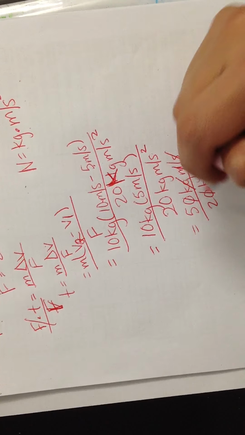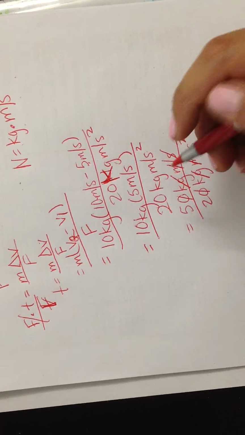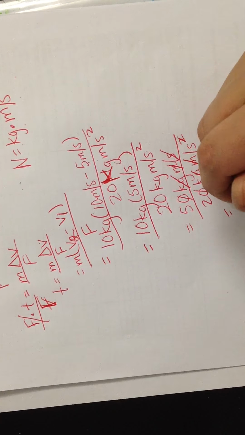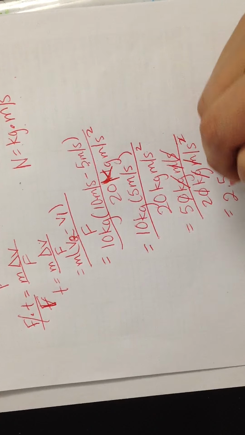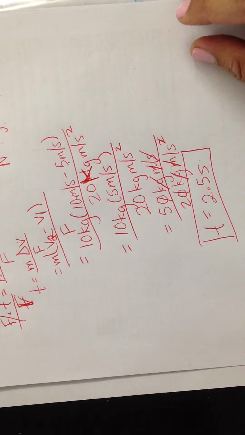And then all I have to do is divide 20 into 50, and I canceled out the zeros because it's basically dividing by 10. So 2 into 5 is 2.5. So your time is going to be equal to 2.5 seconds. Okay?